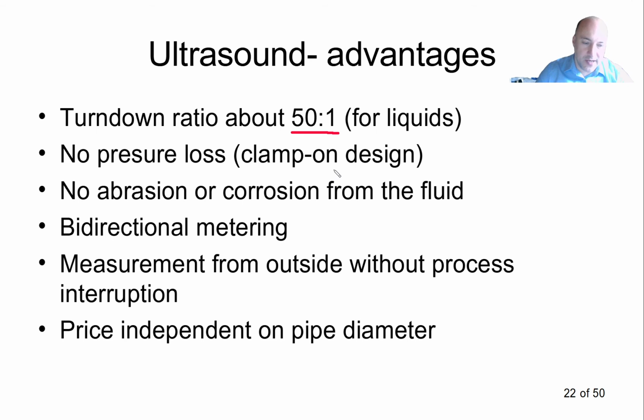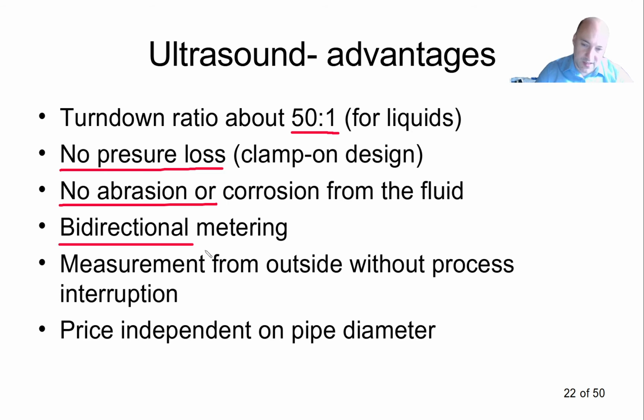For the clamp-on design, we do not have any pressure loss, so we have just the pressure loss in the pipe, which is very small compared to anything else. So out of all those flow meters that we will discuss today, in terms of pressure loss, the ultrasonic is the best because it's clamped on the pipe and has no pressure loss. The same, there is no damage due to abrasion or corrosion from the fluid, simply because the sensor is not in contact with the fluid.